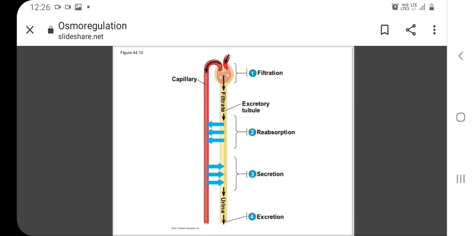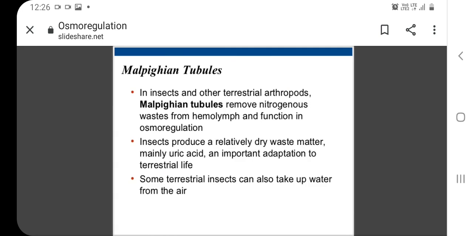Many of these tubules include an even more distal area in which the urine can be made more concentrated or more dilute than the internal body fluid.